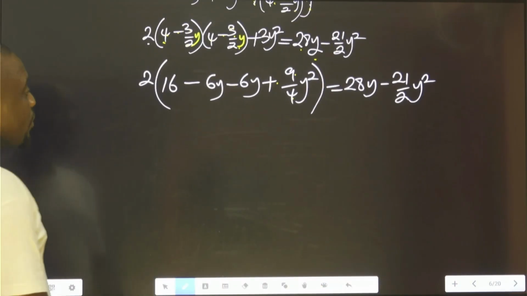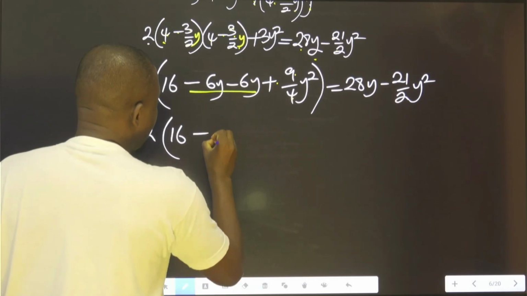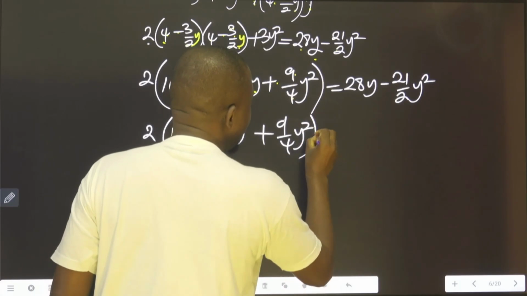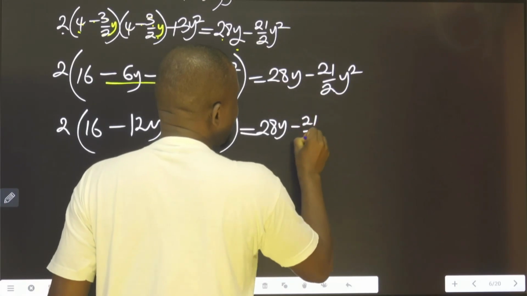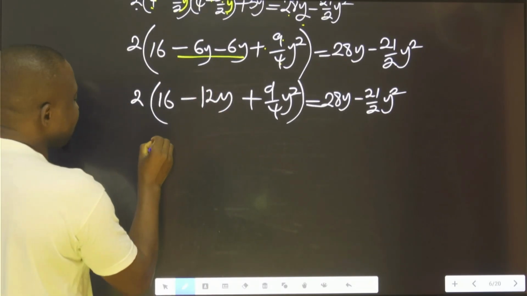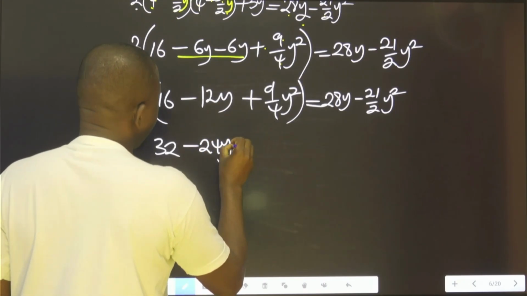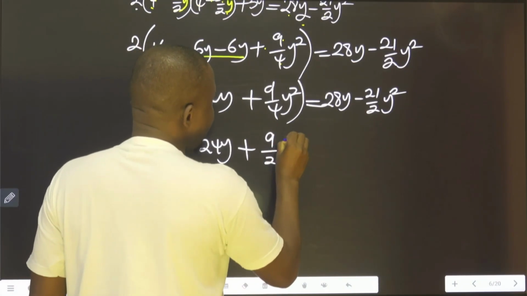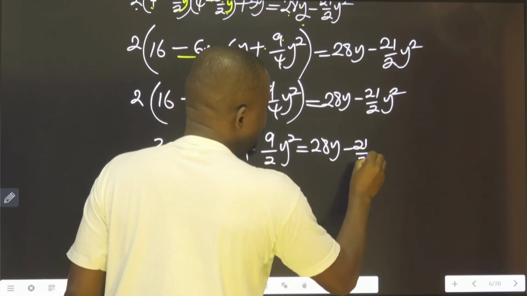Okay? So the next thing we need to do now is 2 here. 16. This 2 will give us minus 12y plus 9 over 4y squared equal to 28y minus 21 over 2y squared. Okay? Then we solve this now. That is 32 minus 24y plus, here we have 9 over 2y squared equals to 28y minus 21 over 2y squared.